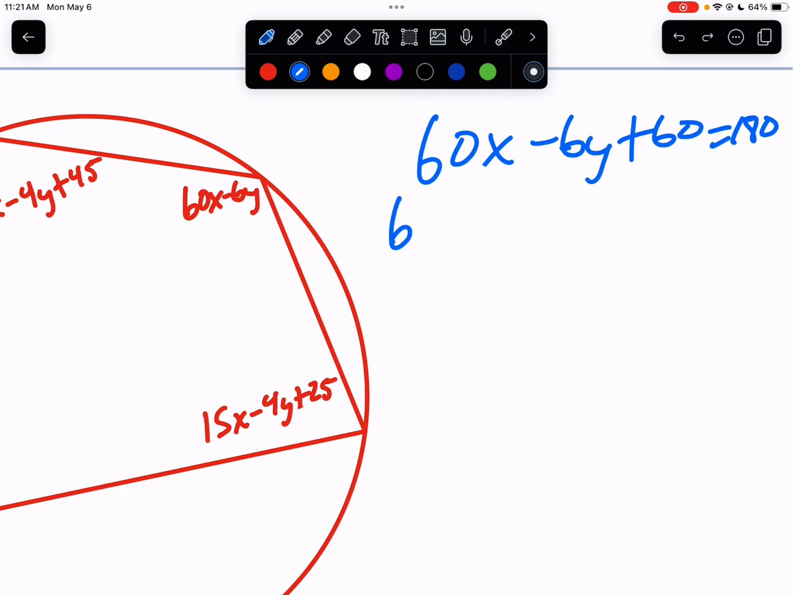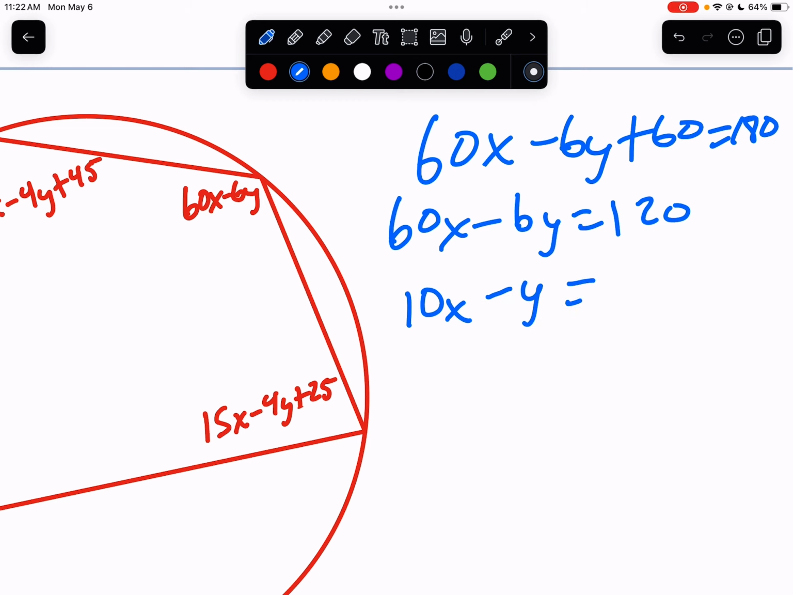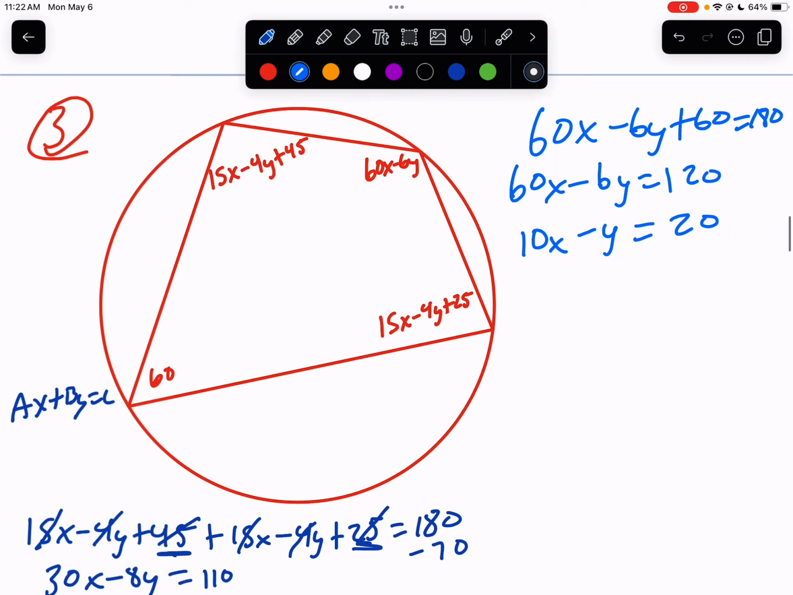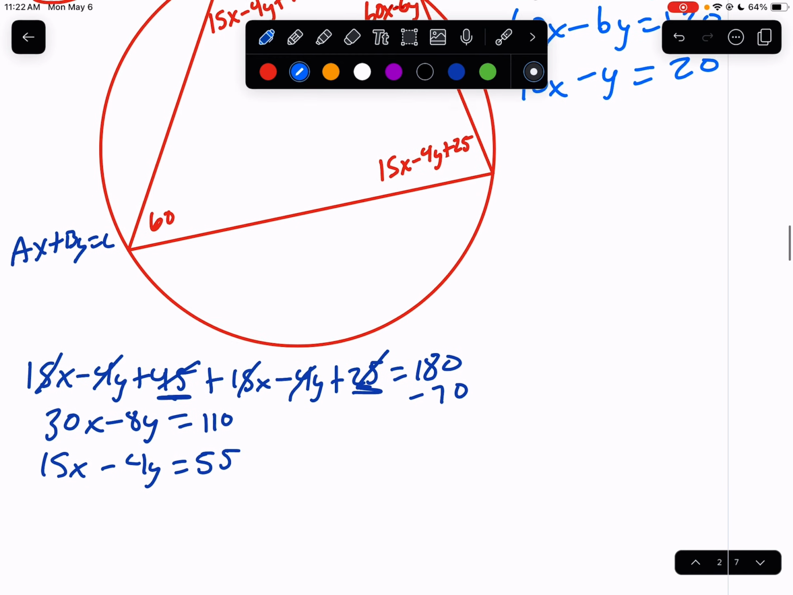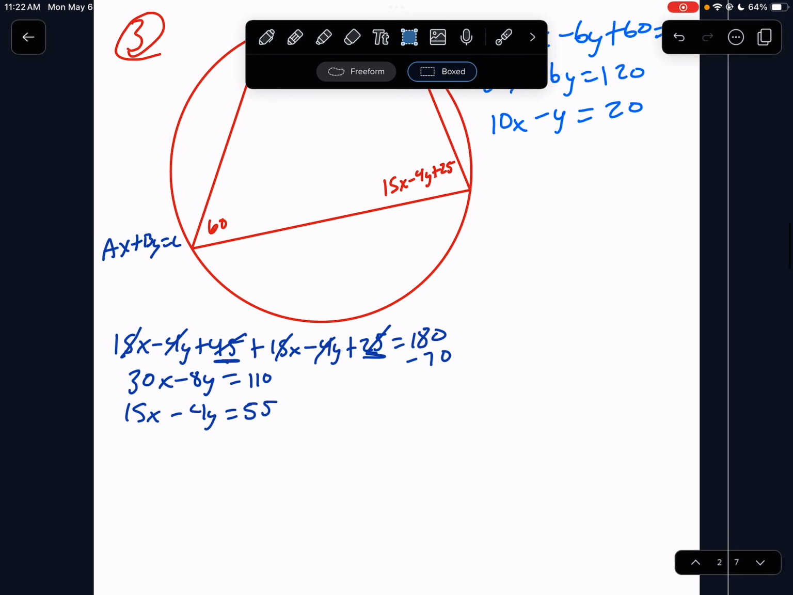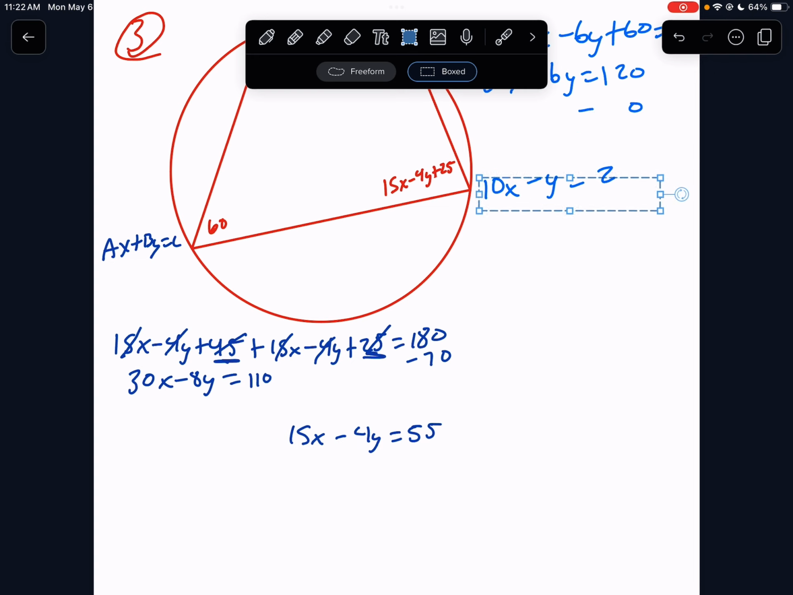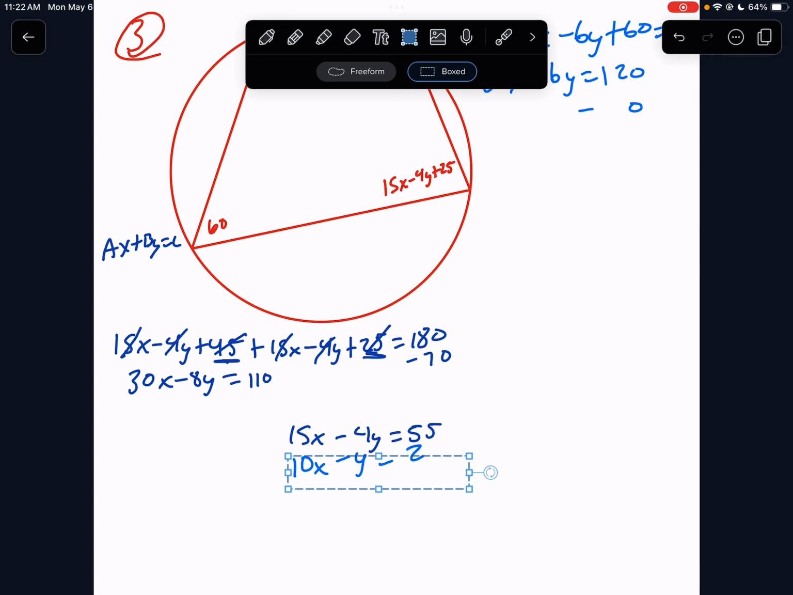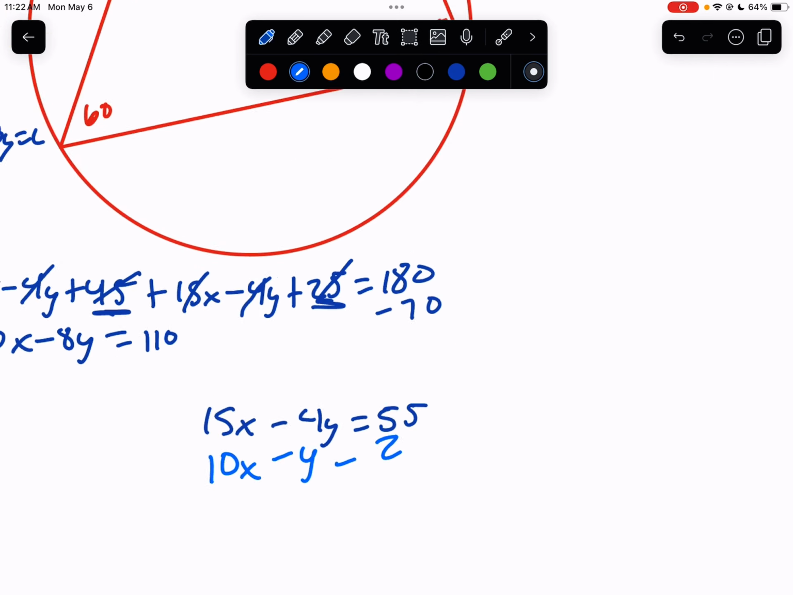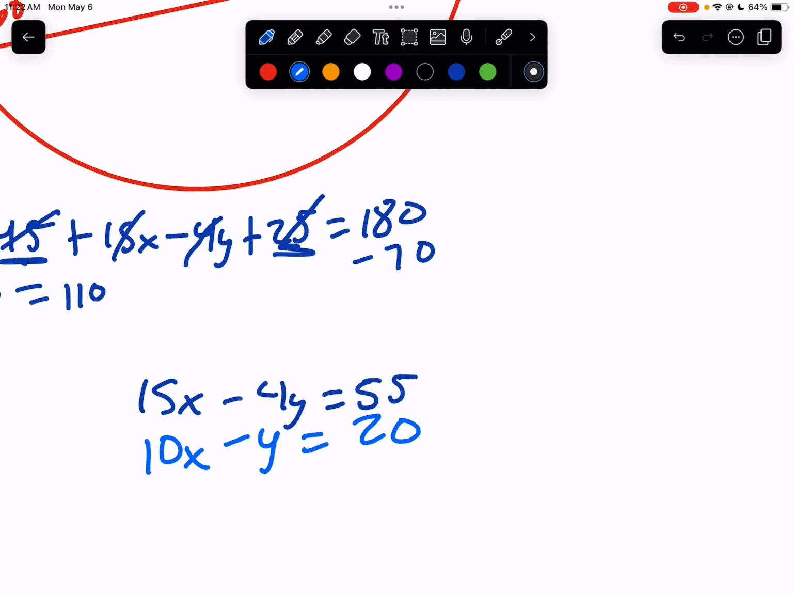So I'm going to have 60x minus 6y. Move the 60 over, I have 120. I can divide all those by 6. 10x, divide by 6, 1y, divide by 6 equals 20. And so if I stack these together, my two equations, I got this guy, I got this guy. I left some of its friends behind. Oh no, okay. Equals 20.